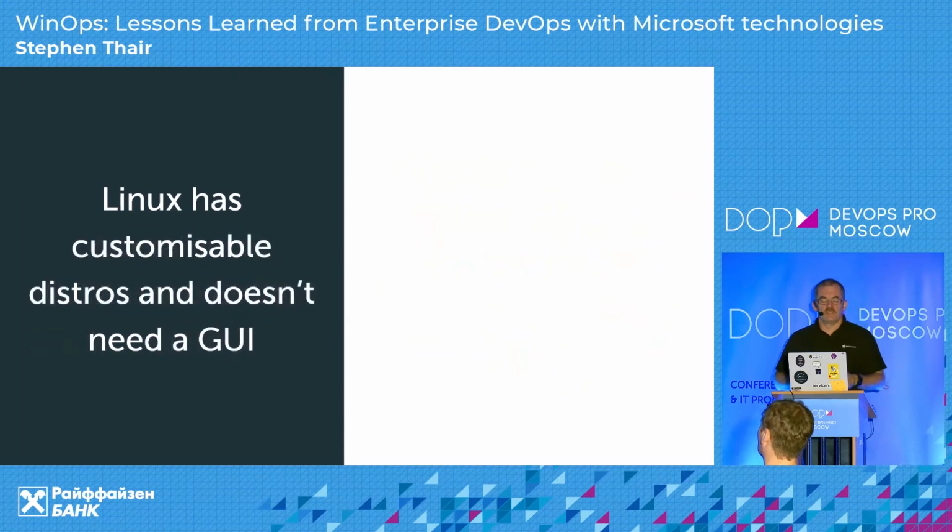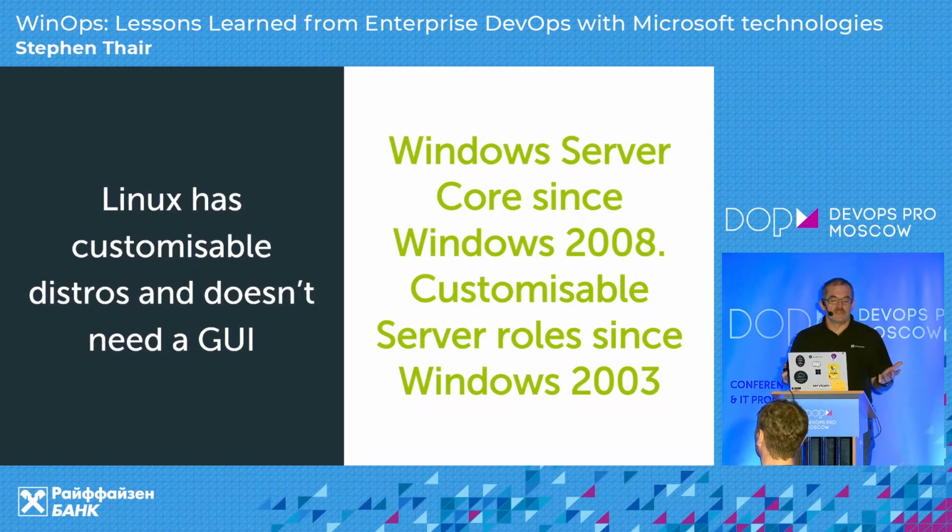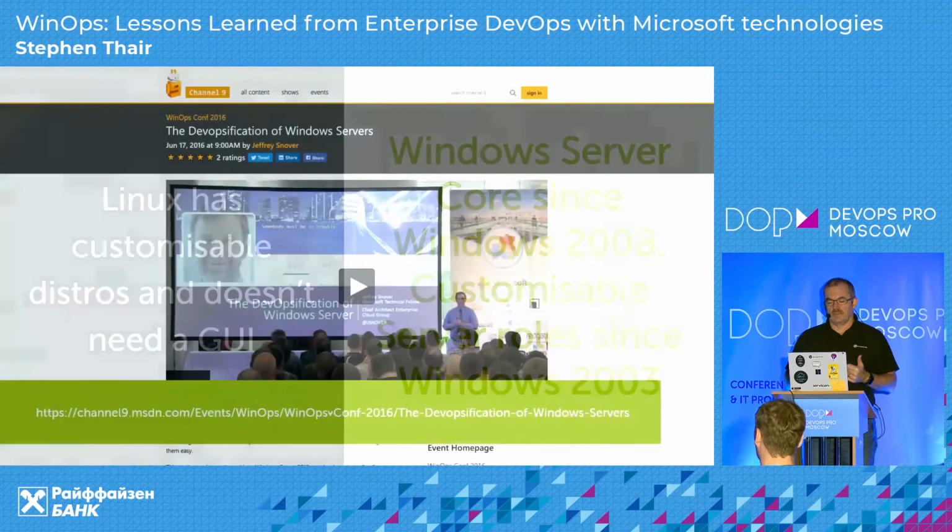Again, another distinction with Linux is that there are a number of Linux distros, and you can customize your own. You can customize all the way down to the kernel if you want to, and it doesn't have a GUI. Again, Windows Server Core since 2008 has supported running Windows with no GUI at all. If you don't need it, why would you bother installing it? And it's had customizable server roles since 2003, to enable you to completely customize the Windows footprint down to the smallest possible thing.